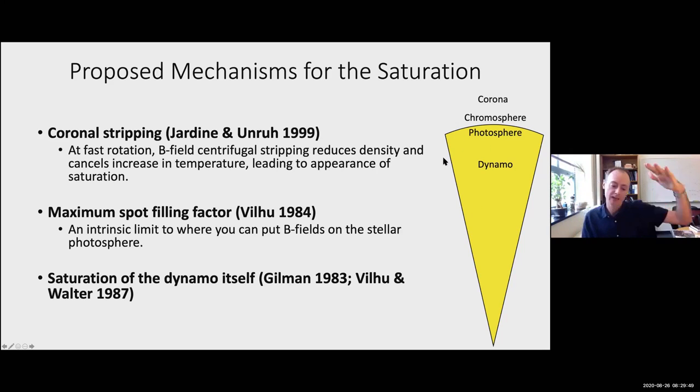Trying to capture the fact that in these different proposed scenarios, they're localizing the mechanism to particular regions in the star. So coronal stripping would localize the mechanism, of course, to the corona. A maximum spot filling factor would localize it to the photosphere, and saturation of the dynamo itself would localize the mechanism to the dynamo. And there is evidence actually supporting and disfavoring these various theories.